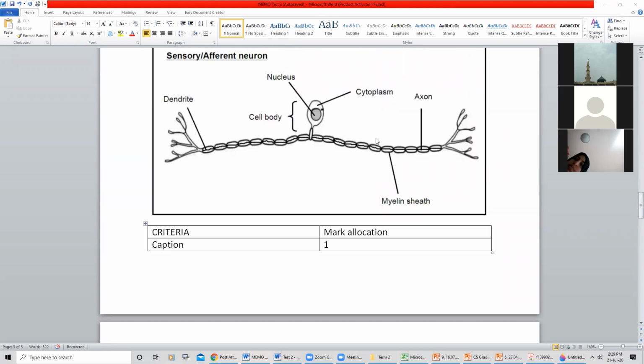Remember, the others are not in the exam guideline. There'll be no marks for that. Those nodes of Ranvier and Schwann cell nucleus, those things are not in the syllabus. So if you label those kinds of things, you end up losing out on marks there.